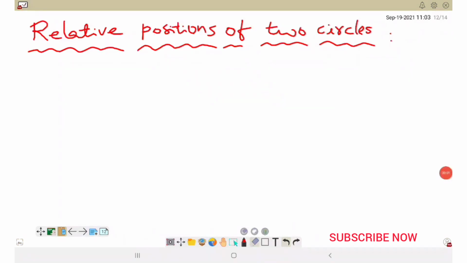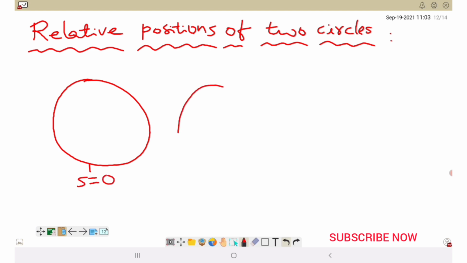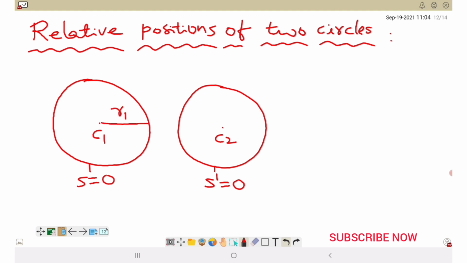Relative positions of two circles. Let the two circles be S equal 0 and S dash equal 0. C1 is the center of S equal 0 and C2 is the center of S dash equal 0, and R1 is the radius of S equal 0 and R2 is the radius of S dash equal 0. C1 C2 is the distance between centers.